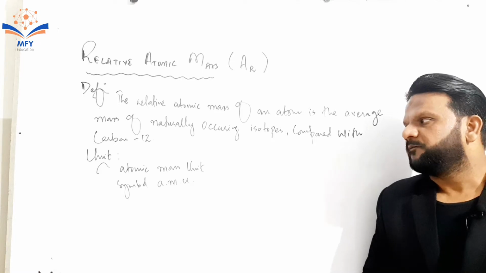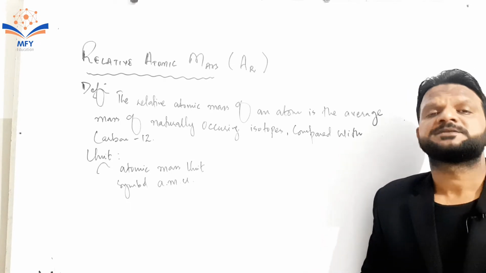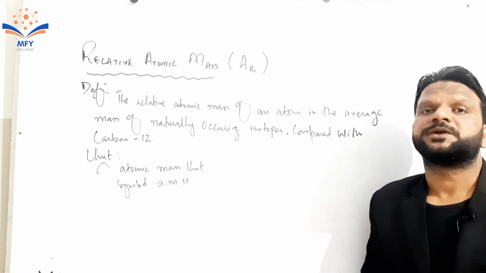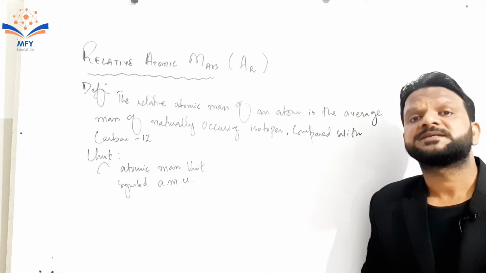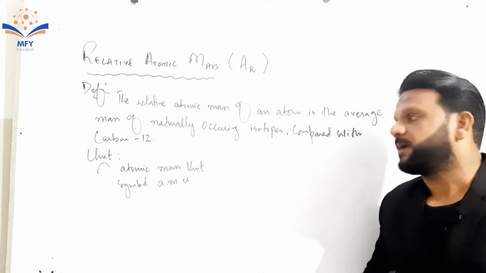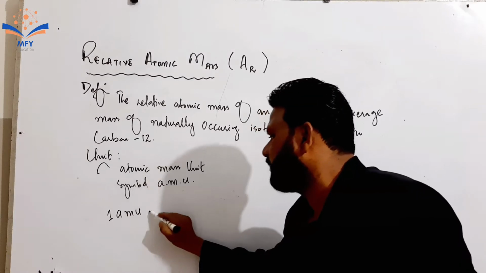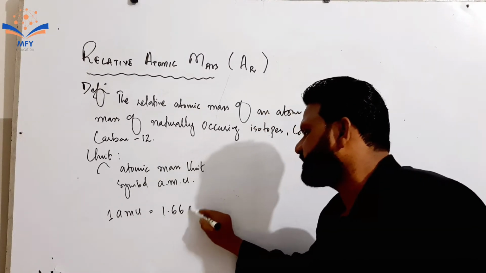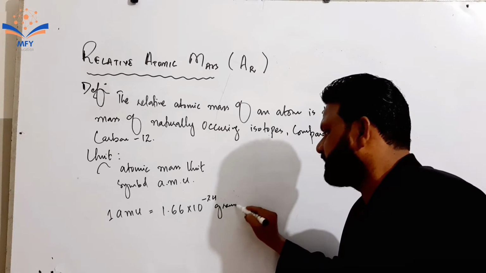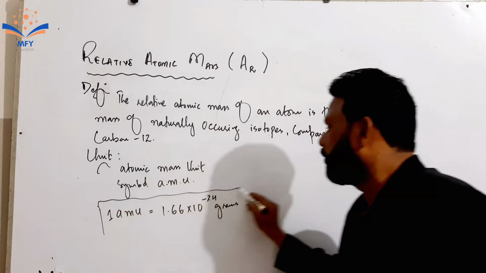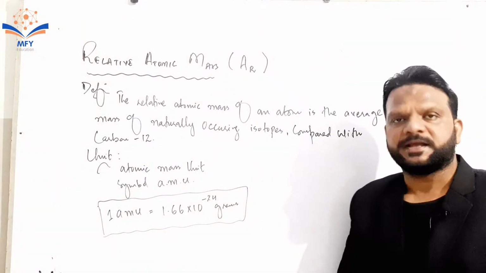And also we can have a quantitative relationship between AMU and grams. One atomic mass unit, 1 AMU, will be equal to 1.66 × 10^-24 grams. It is the quantitative relationship between atomic mass unit and grams.